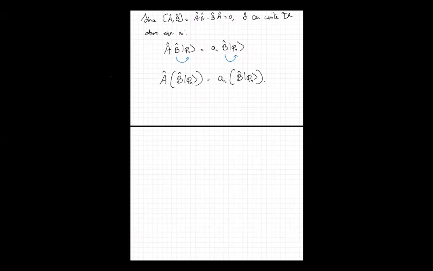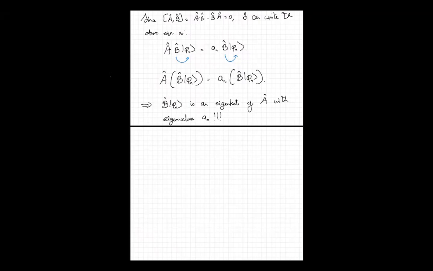So the operator A acting on the combination B phi n equals the eigenvalue a n times the vector B phi n. But this means that the vector B acting on phi n is an eigenvector of A, an eigenket of A with eigenvalue a n. So this implies that B phi n is an eigenket of A with eigenvalue a n.